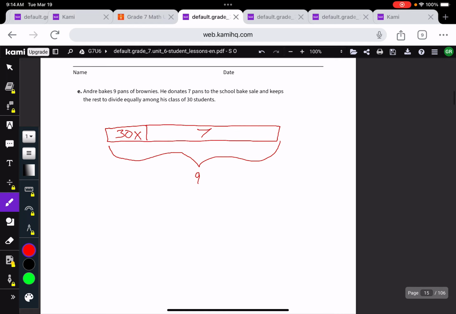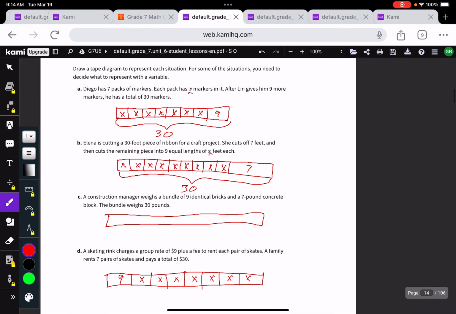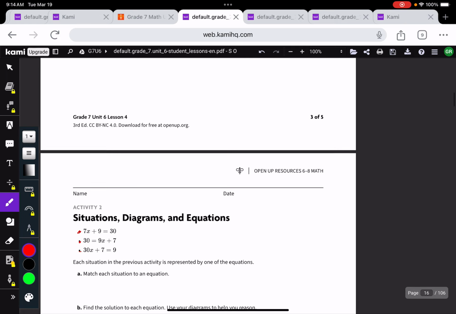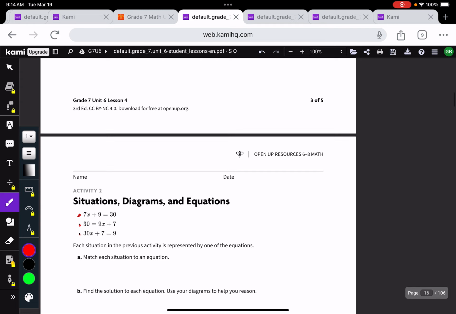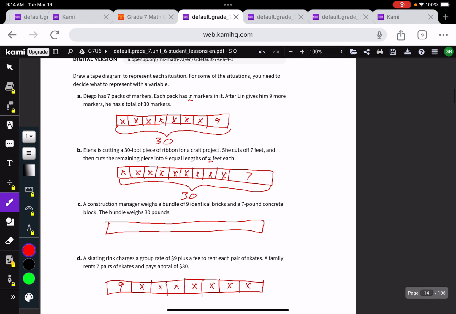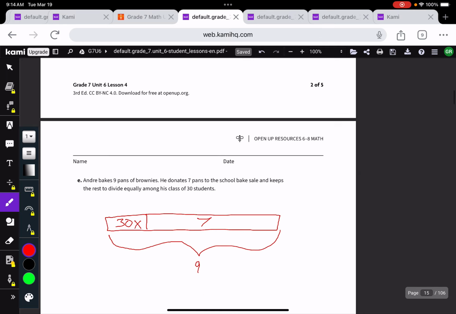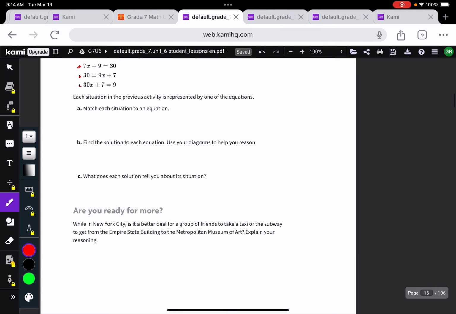So let's look at this first one. A, what does that look like? Well, 1, 2, 3, 4, 5, 6, 7 x's. I see 7 x's and I see a 9. So guess what? 7 x's plus a 9 is equal to 30. So what would we do first? It said, so that's step 1. Match, check. Well, at least we did that for the first one.